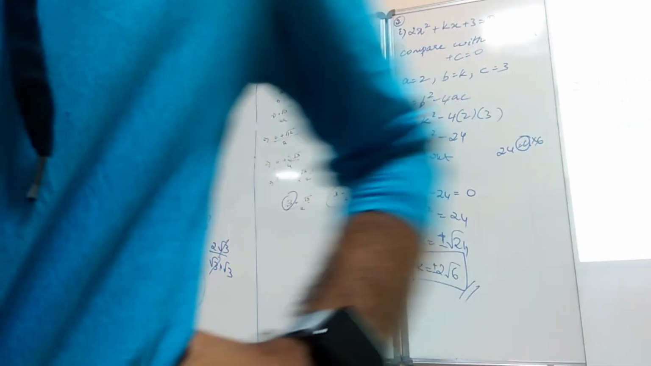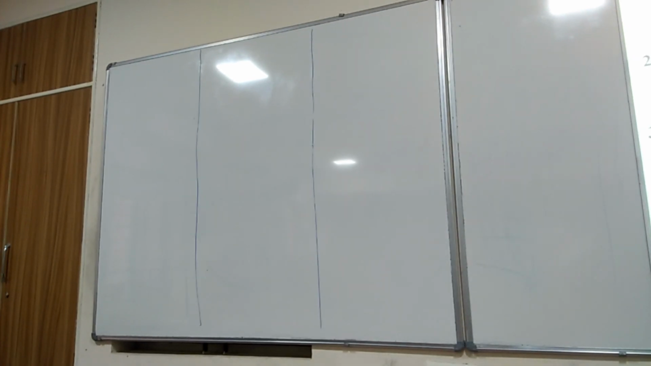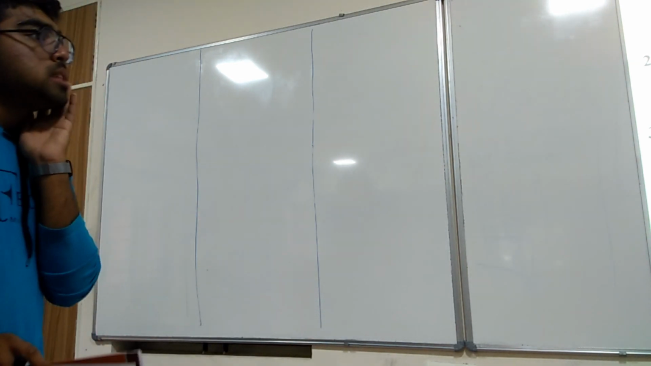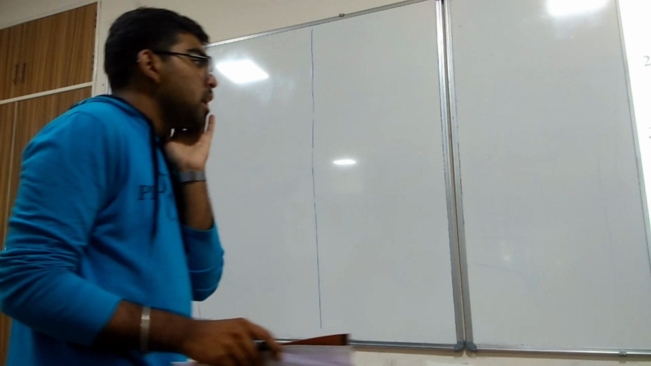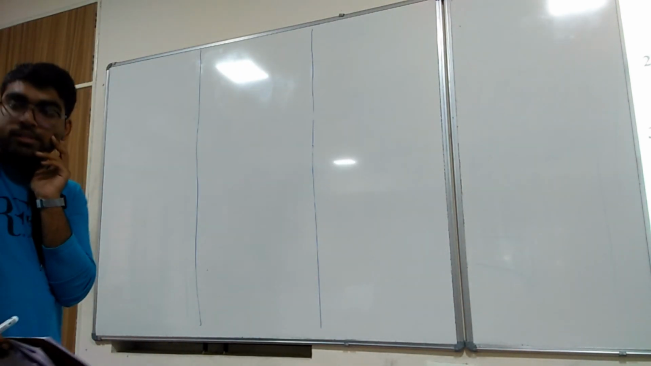Okay, question number 3. Is it possible to design a rectangular park with length whose length is twice its breadth and the area is 800 meters square? If so, find the length and breadth. Okay?